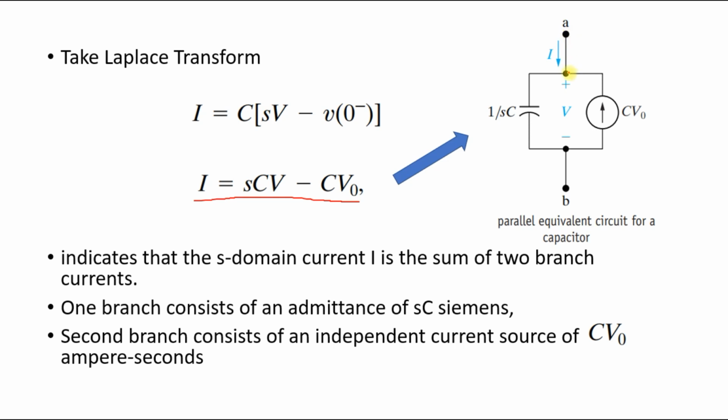Here I equal to should be like this. SC into V is nothing but the current through the corresponding element, and CV naught is nothing but my initial current. So I replace my capacitor with a parallel equivalent circuit, which looks like this. Here SC is my admittance, measured in Siemens, and here is my independent current source, the value of C V naught, measured in ampere seconds, I hope.